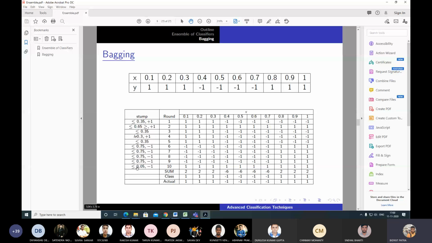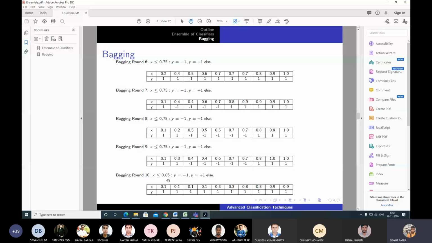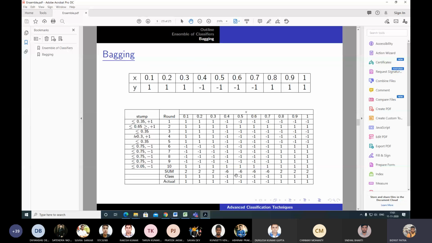So the last one, what we said is, this is the decision stump. What will be the decision stump? If lesser than 0.05 it will be -1, otherwise all positive. So what will happen? It will give all positive here, because lesser than 0.05 has no training data. So it will identify all as the positive class. Got it? Yes, sir.